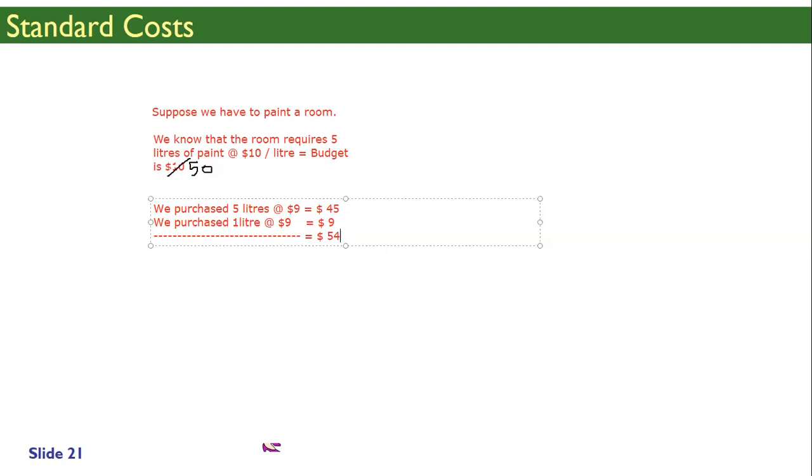So we need to find out why we spent $4 more. Did we buy it expensive? The answer is no, we did not buy it expensive. We even purchased it at a lower price of $9. So price is not our issue. Then what happened? Usage is our issue, because we initially thought to spend 5 liters, but we ended up spending 6 liters. So our usage had the problem, and probably the usage is due to the quality. But the price was okay. Price was favorable because we were buying it cheaper than what our budget was.